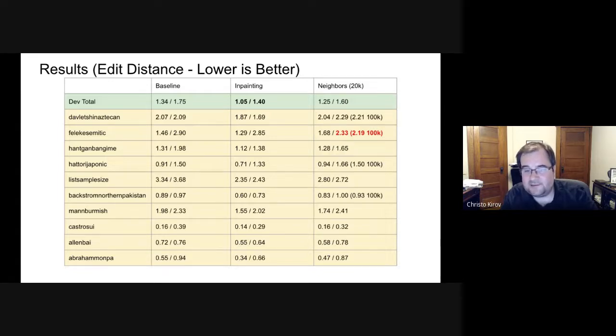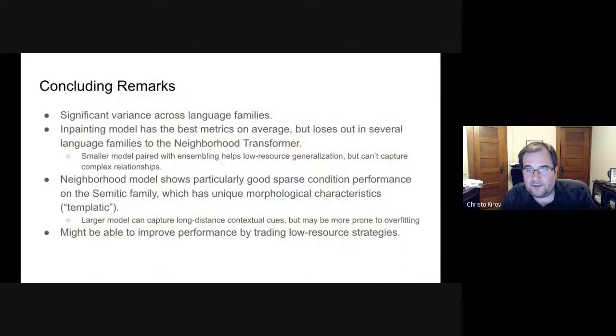So to conclude, we presented two models for cognate reconstruction, the more complex transformer-based neighborhood model and the simpler but convolution-based inpainting model. Both of these models perform well compared to the shared task baseline. The inpainting model shows the best average performance, but the performance varies across language families, and there's quite a few situations where the transformer neighborhood model actually comes out on top.